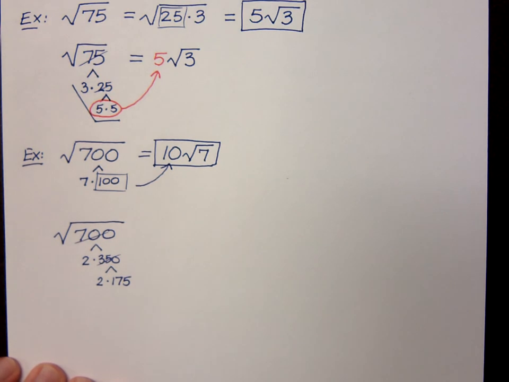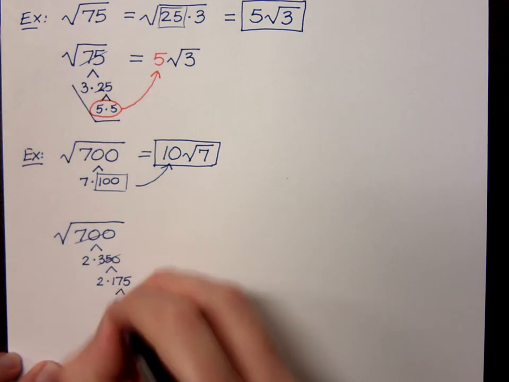Does 3 go into 175? Yes. No. What is the sum of the digits of 175? What's 1 plus 7 plus 5? It's 13. Does 3 go into 13 evenly? Then 3 does not go into 175 evenly. So ditch 3. 3 doesn't work. Does 5 go in here? Yes. How many times does 5 go in here?